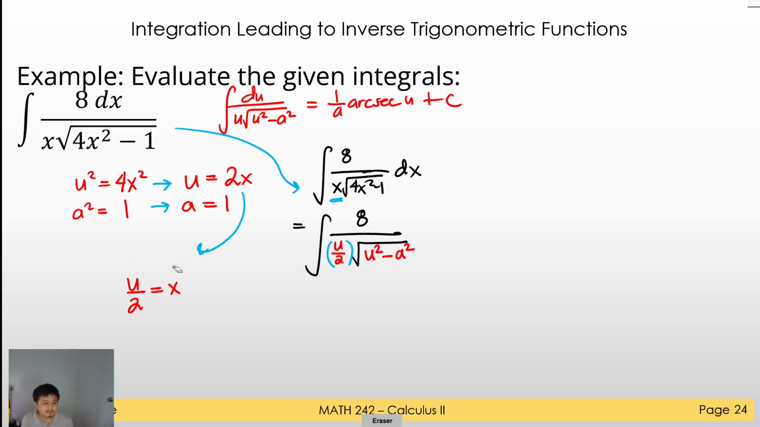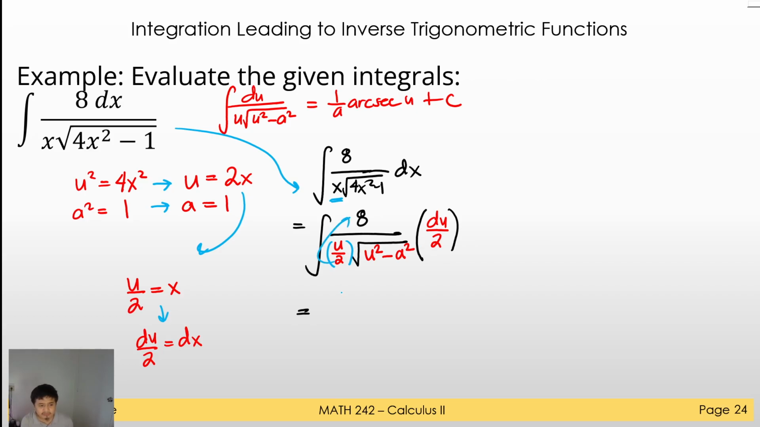So finding the derivative of this, the derivative of u over 2 is du over 2. And then the derivative of x is just dx. So dx is equal to du over 2. We can write this one as du over 2. So simplify this one. What can we simplify here? Okay, so we can actually cancel this.